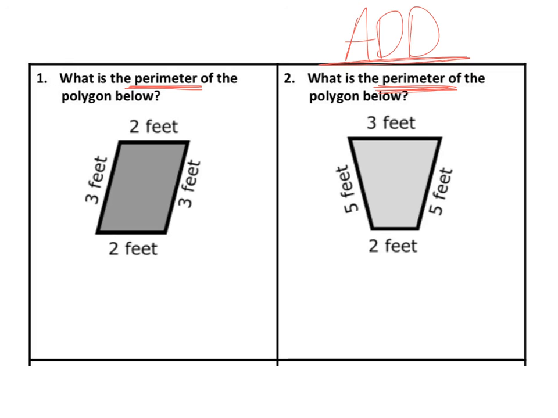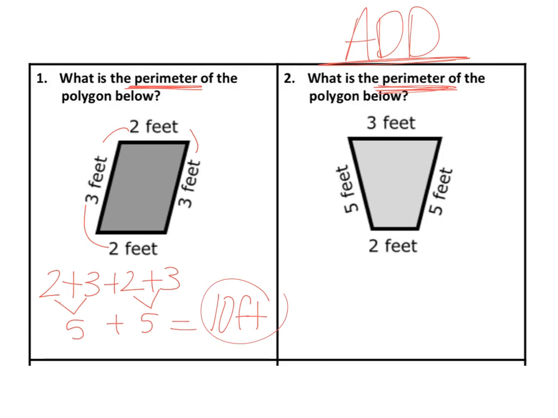So again, do you remember me saying we're going to add all of the sides together? If we had 2 sides, we'd add 2. If we had 100, we add 100 sides. Here we only have 4, thank goodness. We only have to add 4 sides. So we are going to do 2 plus 3 plus 2 plus 3. All right, here we have 2 plus 3 is 5. 2 plus 3 is 5. Add those together, and we have 10 feet.